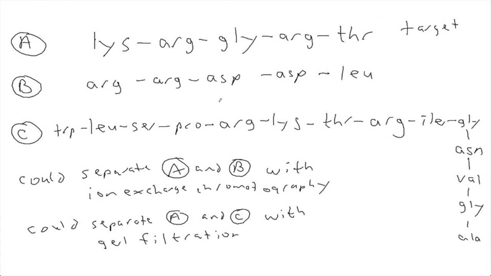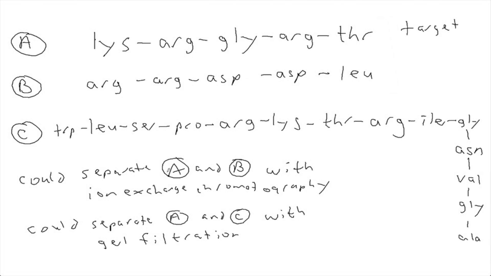Okay, so could you separate A and B with ion exchange chromatography? No. When? Yes, you can, because B is neutral. How can you say it's neutral? It has all these arginines. Because it's canceled out by the negative aspect. So remember, don't just look for positive charges, ask if they're canceled by negatives. What matters is the net charge.